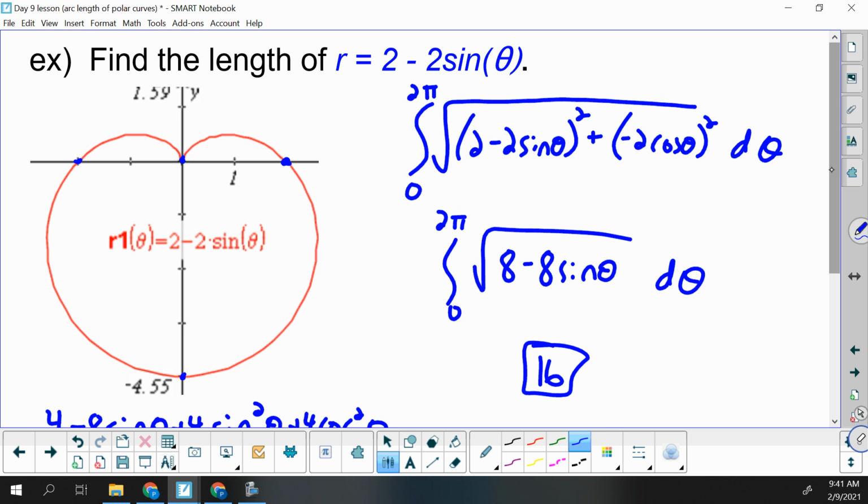So for the arc length of a polar function, you do your integral of the square root of your radius squared plus the derivative of the radius with respect to theta squared.